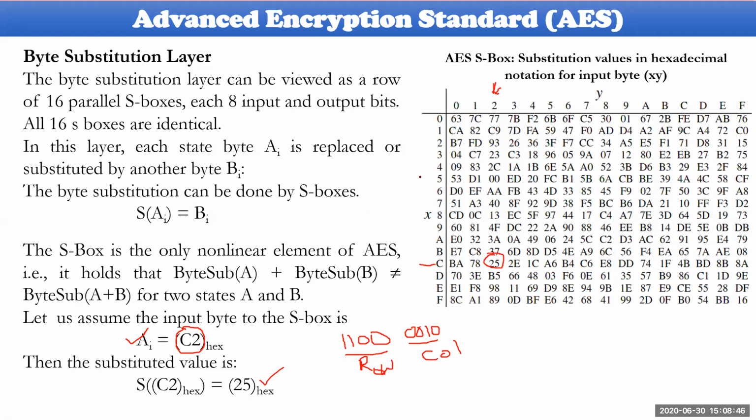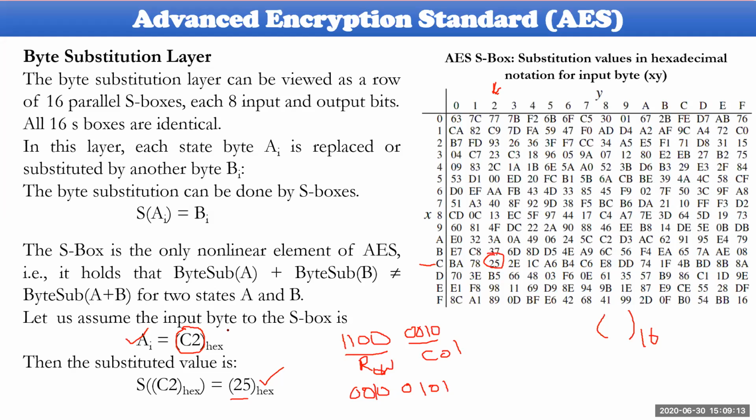The S-box is always taken in hexadecimal form, base 16 format. You need to convert this value again into binary. 25 is converted into 0010, followed by 5, which is 0101. Like this, you have to convert. In this way, we have taken it into consideration.